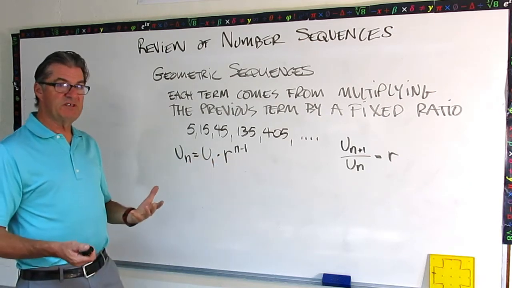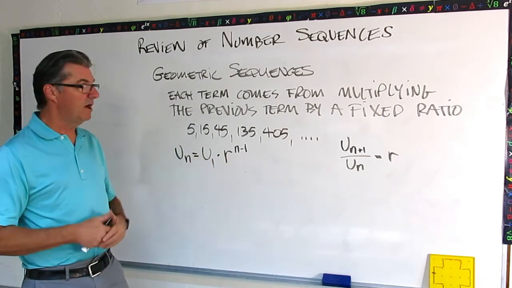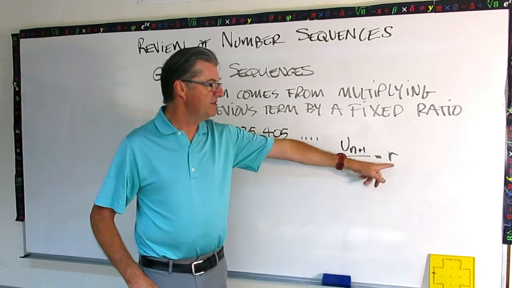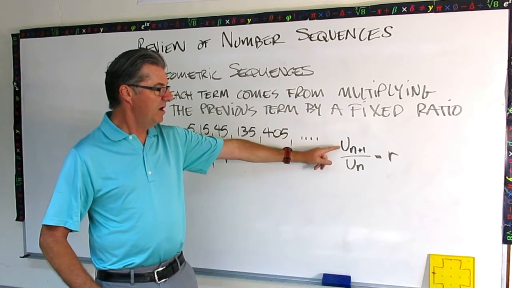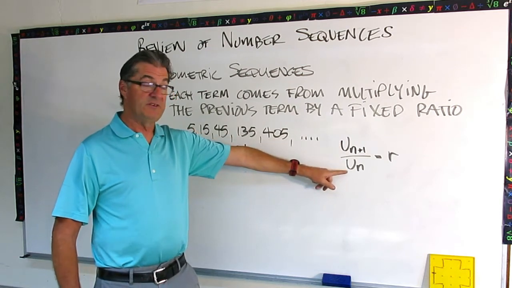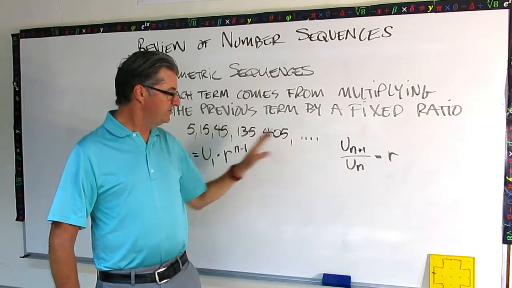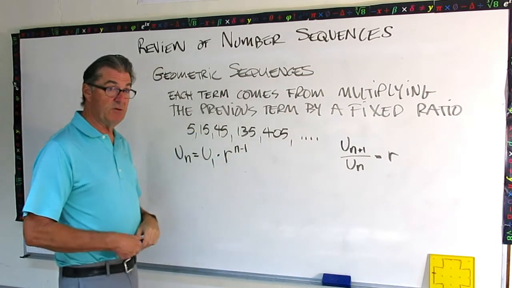And then there's another equation that's helpful to know about with a geometric sequence: if you want to find out the common ratio, you just divide one term by the term before it. So we write this as u_(n+1) over u_n. Now let's use these two just to take a look at our sequence.